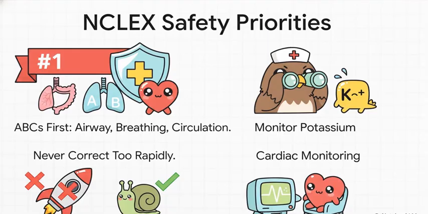When you have a patient with an acid-base imbalance, these are your non-negotiable safety priorities. First and always, your ABCs, airway, breathing, circulation. That comes before anything else. You are going to watch their potassium level like a hawk, because those shifts can cause fatal heart rhythms. A huge point, you never ever correct these imbalances too fast. Slow and steady wins the race. And because of that potassium risk, continuous cardiac monitoring is often a really good idea.